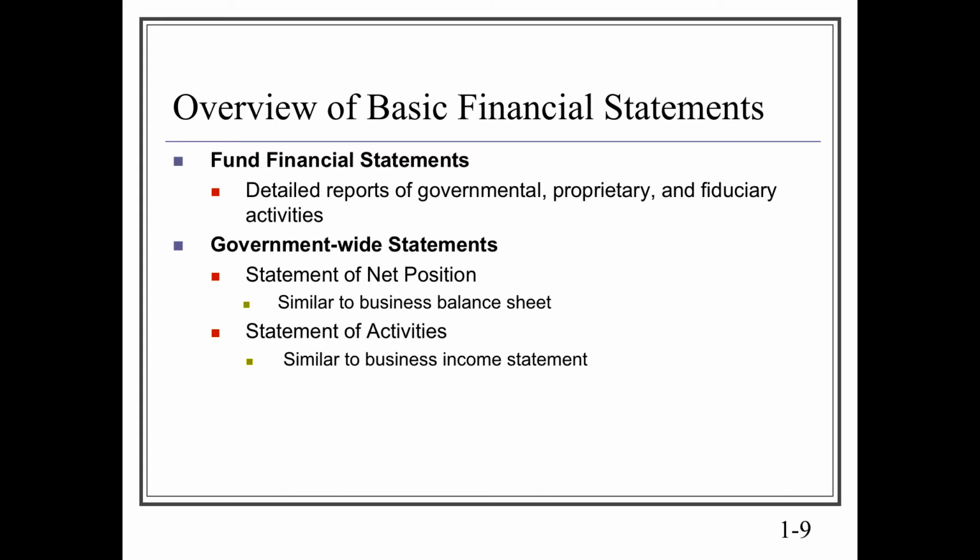Internal accounting still tends to emphasize individual funds, while government-wide reports are an attempt to aggregate data into a format more familiar to users. The government-wide financial statements present an overall picture of the financial position and results of operations of the government. Two government-wide financial statements are the Statement of Net Position, which is similar to the balance sheet under FASB, and the Statement of Activities, which is similar to the income statement under FASB.